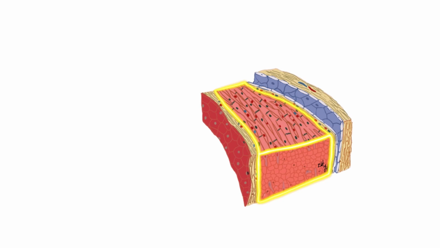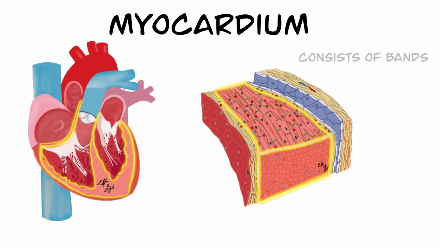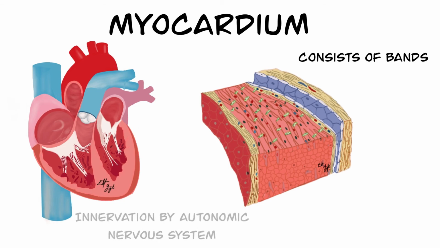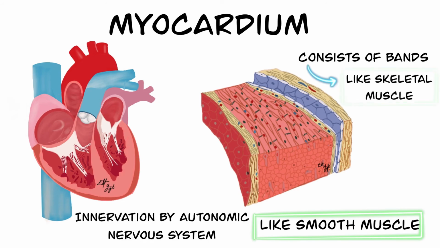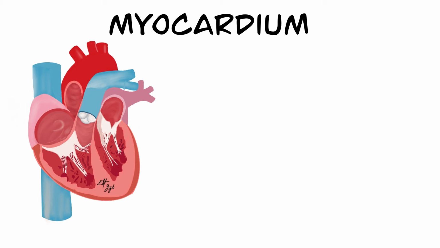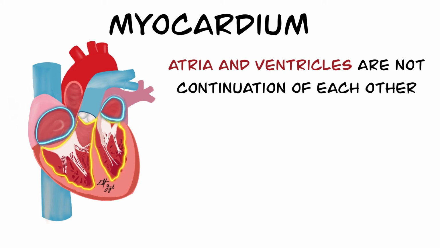The heart consists of special muscle, the heart muscle in the middle layer called myocardium. This layer, which surrounds the heart with a complex structure, consists of bands. Its innervation is provided by the autonomic nervous system like smooth muscle, but it has a banded, striated structure like skeletal muscle. Therefore, the myocardium is similar in structure, partly striated and partly non-striated muscle fibers. Since the heart skeleton is in between, the muscle fibers surrounding the atria and ventricles are not a continuation of each other. Thus, the atria and ventricles can work separately, independently of each other.